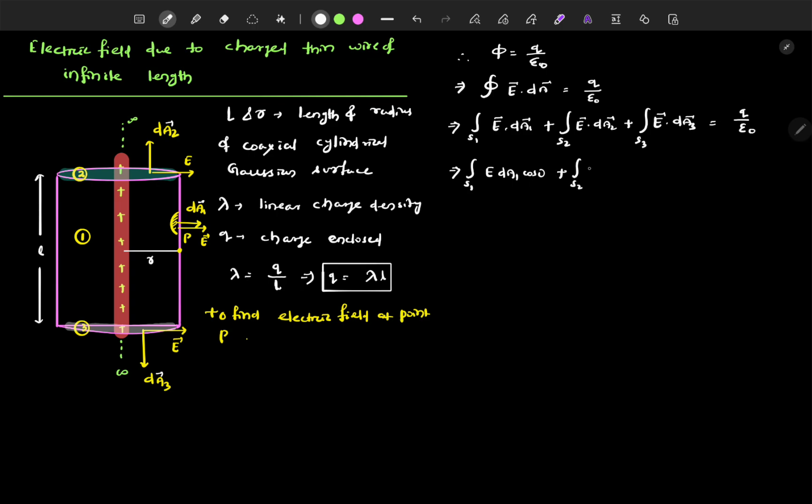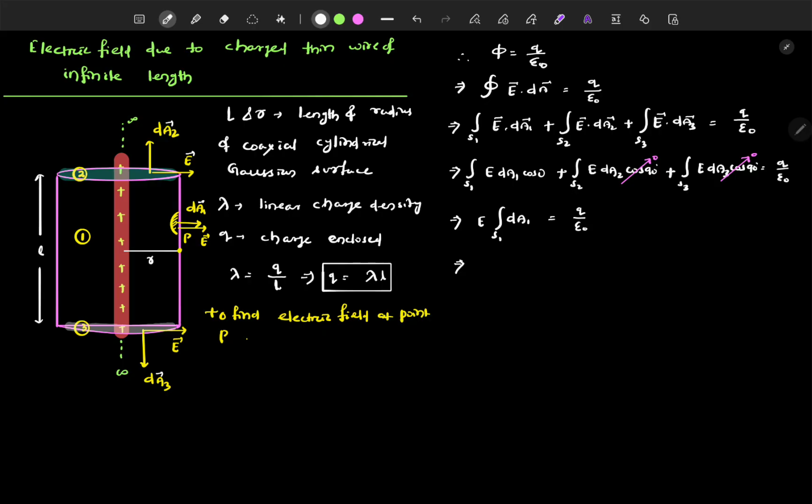Then for surface S2, the angle between the E vector and the dA2 vector is 90 degrees. So we can write the integral over S2 of E dA2 cos 90, plus the integral over S3 of E dA3 cos 90, is equal to Q divided by epsilon naught. And cos 90 is 0, so the whole integration result will be 0. So next, E is constant and cos 0 is 1, then the integral over S1 of dA1 is equal to Q divided by epsilon naught.